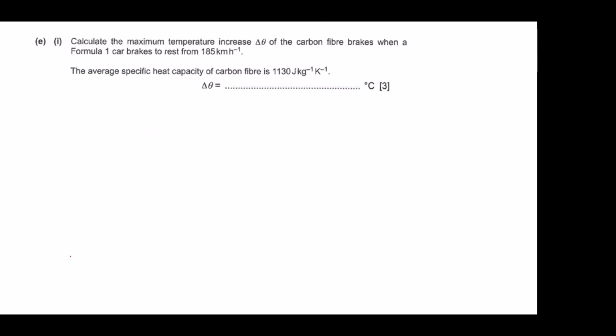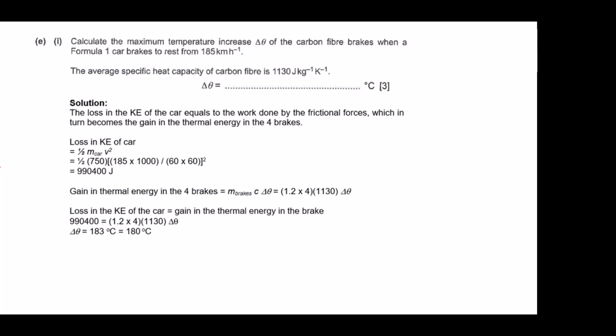Okay, part 1, calculate the maximum temperature increase. When you start to brake to rest, you're asked to find the temperature increase, right? The average specific heat capacity, C, is given. So this question is a bit on thermal physics. What happens is the KE loss, half mv square, right?